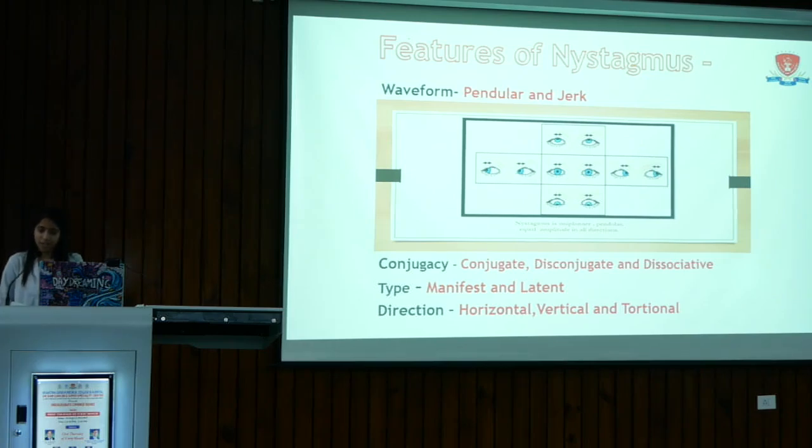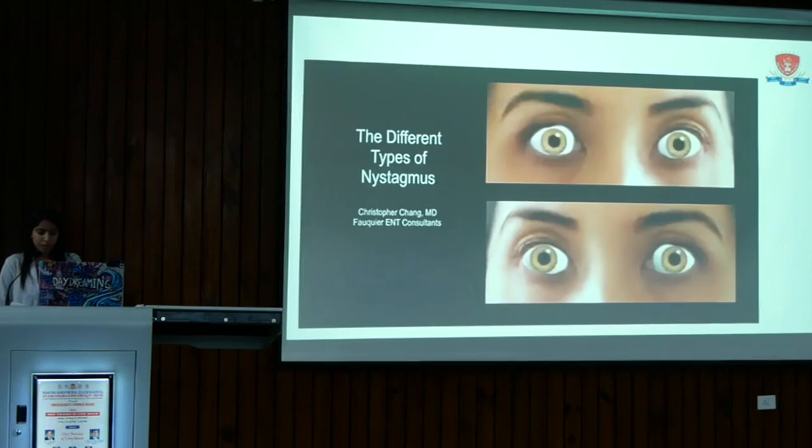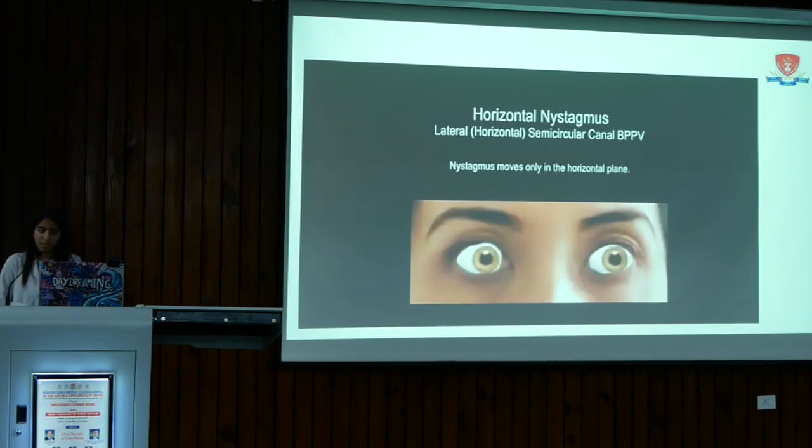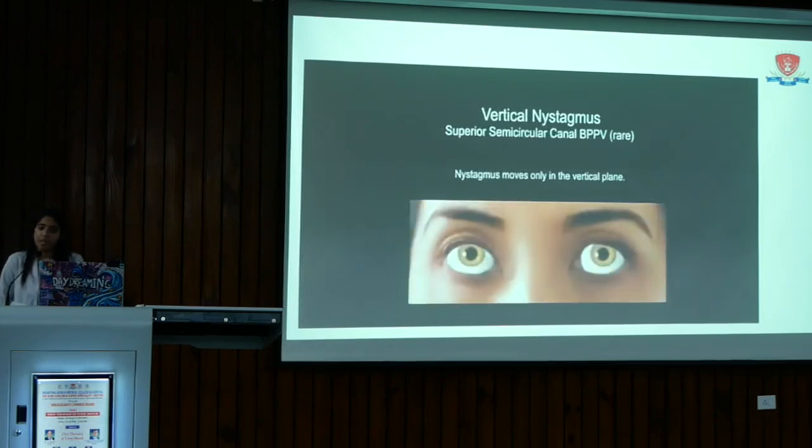Then we have directions of nystagmus that I'll show you by the video. So we have different directions of nystagmus, in which we have torsional nystagmus. It has both vertical and a diagonal component. It is most commonly present in posterior semicircular canal BPPV. Then we have horizontal nystagmus, in which the nystagmus moves only in the horizontal plane. It is present in lateral semicircular canal BPPV. Then we have vertical nystagmus. The nystagmus moves only in the vertical plane, and we see it in superior semicircular canal BPPV.